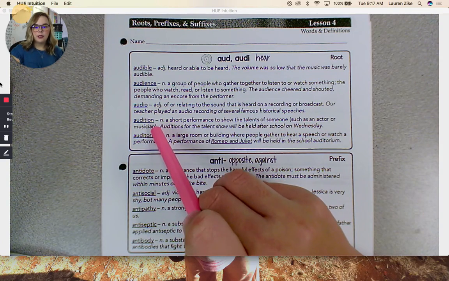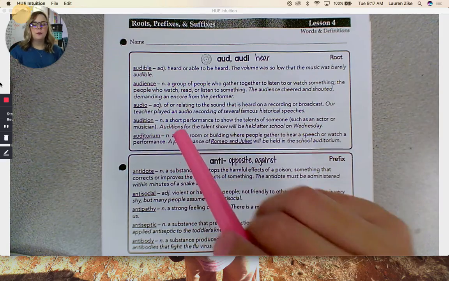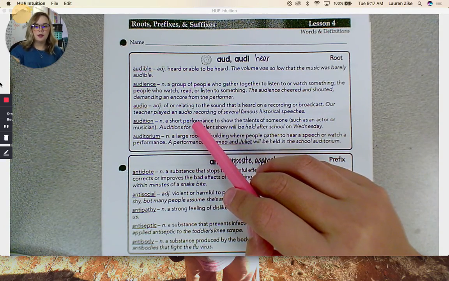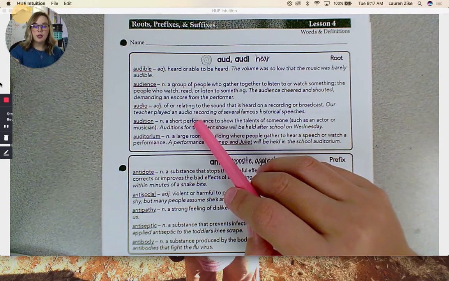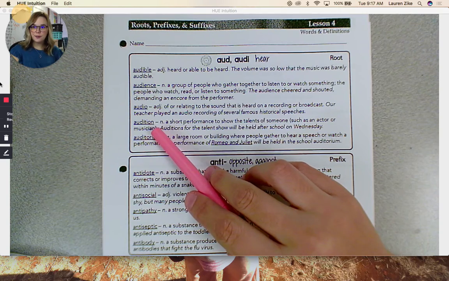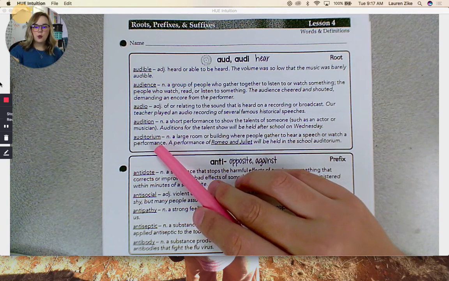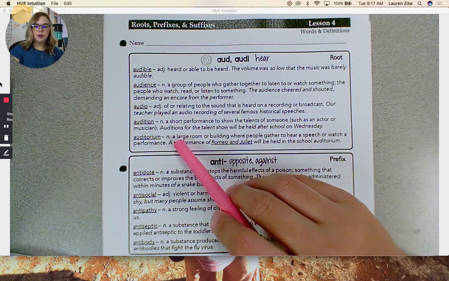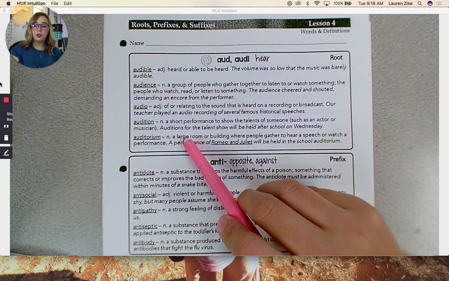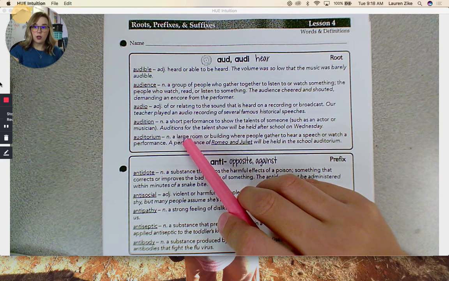Then we have audition, which is a noun. So an audition is a short performance to show the talents of someone, like an actor or a musician. So if you're trying out for a play, you are going to audition. And auditorium. It's a noun. It's a large room or building where people gather to hear a speech or watch a performance. So if you go to watch a play, you are in kind of an auditorium, or if you go to watch a movie, you're in an auditorium.